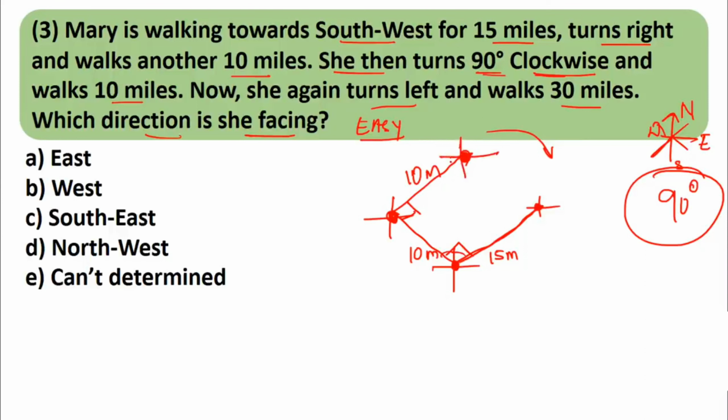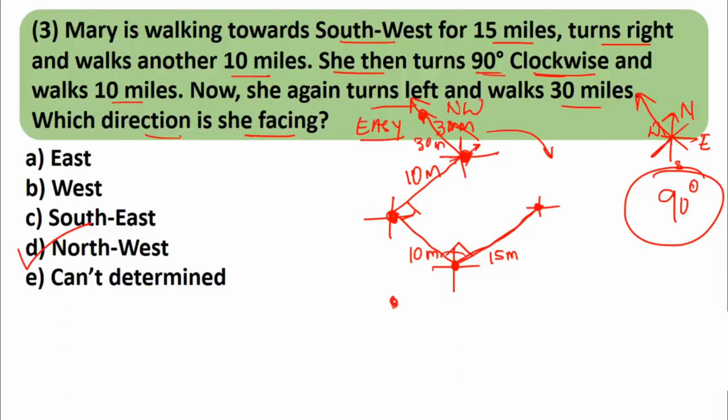Now here she is going straight. She is facing this direction. Left means over here, and since no angle has been mentioned, she turns left by 90 degrees and walks for 30 miles. Okay, this is 30 miles, right? Which direction is she facing? Okay, she is facing in this direction. What is this direction? North and west. That is northwest. So the answer is northwest. That is D. Mary is facing northwest. See how easy it is.